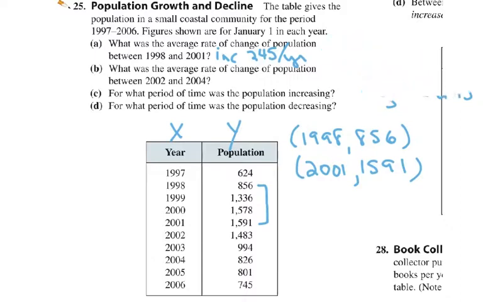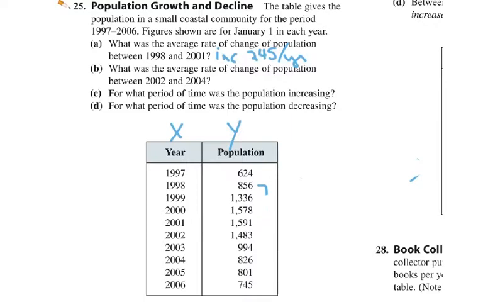All right, let's look at that again. But this time, let's go to part B. In part B, we want to find the average rate of change between 2002 and 2004. Now right away, before we do any work, notice that the population went down. If the population went down, should your slope be positive or negative? Well, it should be negative. So this is an ordered pair, this is an ordered pair.